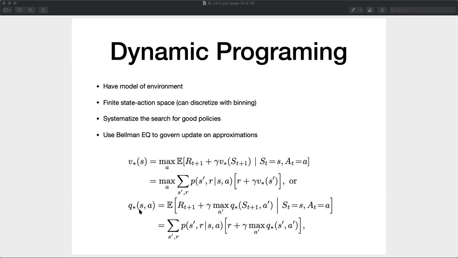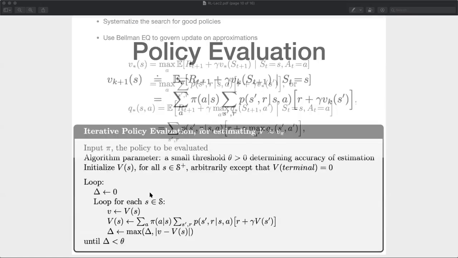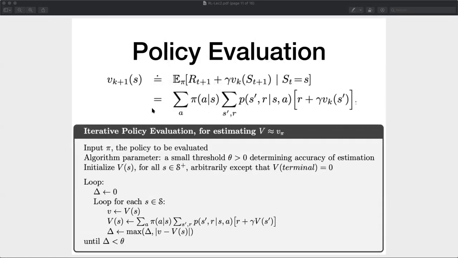For the action value function, it's the same thing, only that we're going to be maximizing on the future action. That is the action that you take at the next state. Okay. So this is basically the essence of dynamic programming.